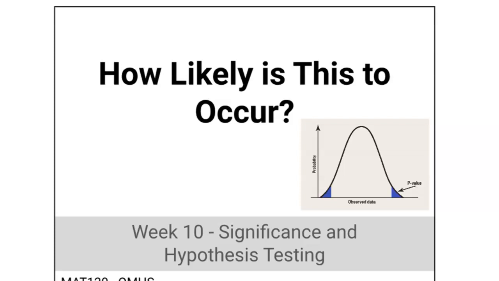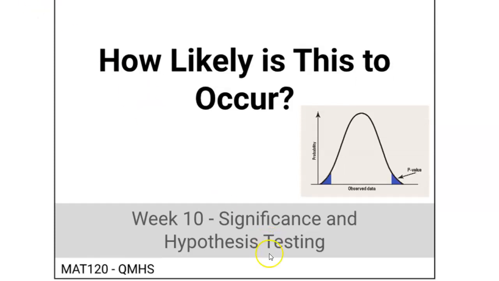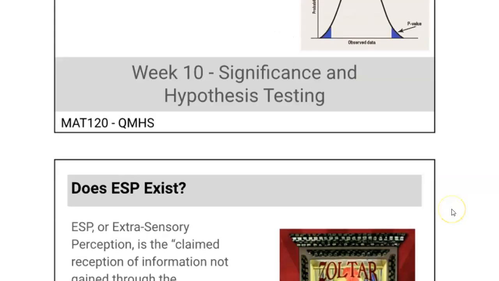Hello students, this video is about the week 10 notes on hypothesis testing, also known as significance testing. We're going to be talking about why we do this kind of testing and what the rationale is behind it. In basic English, what we're trying to do is figure out how likely something is to occur, and if we observe something that is unlikely enough, can we claim that it should not have happened?